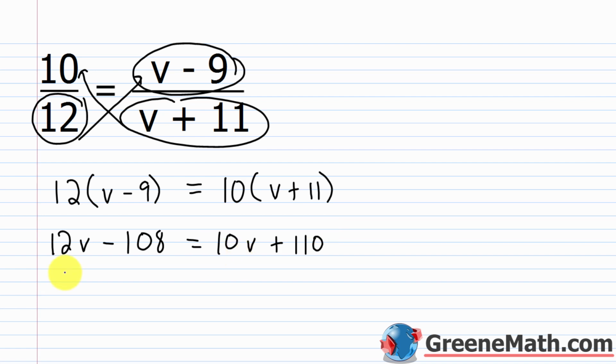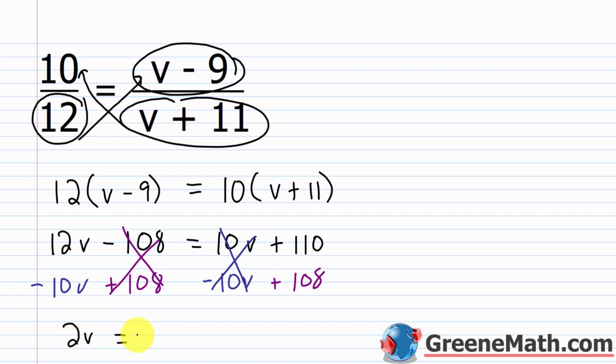So to get all the variable terms on the left, I'm going to subtract 10v away from both sides. So that's going to go away. And then to get all the numbers on the right, I will add 108 to both sides of the equation. That's gone. And so on the left, 12v minus 10v is 2v.